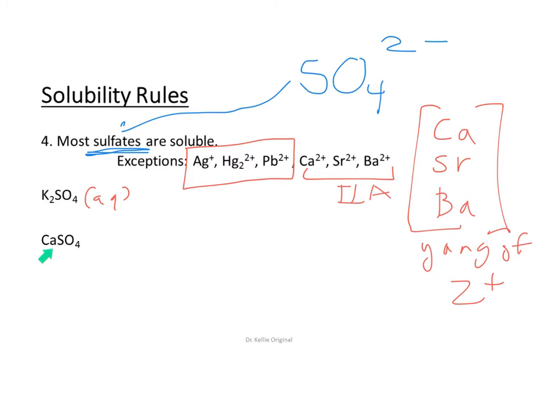Next, we see calcium sulfate, and we're saying, well, we see sulfate, so it must be soluble. But then that alarm bell goes off. It sounds like a crow caw-cawing at us, reminding us that calcium is an exception to the sulfate rule. So because it contains calcium, which is an exception, it's going to be insoluble.